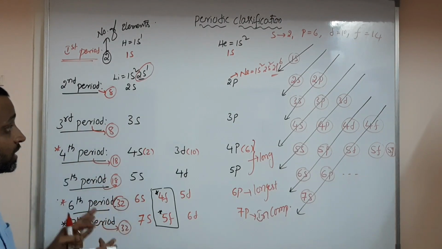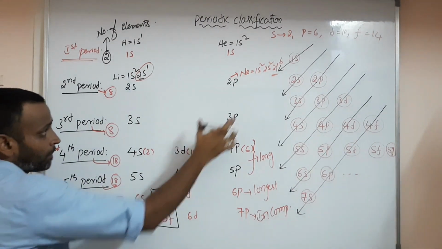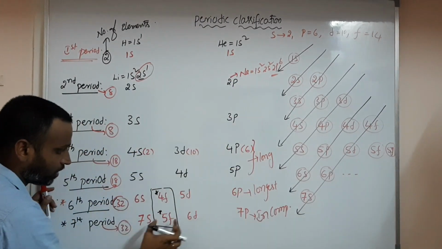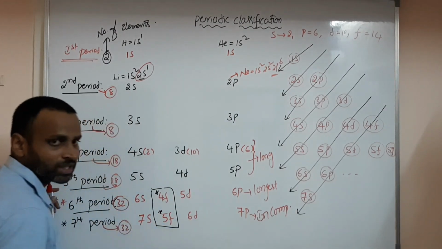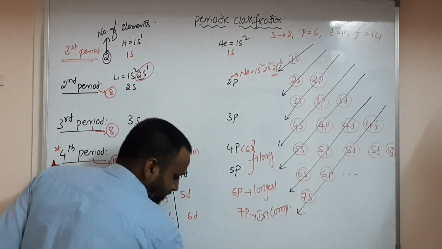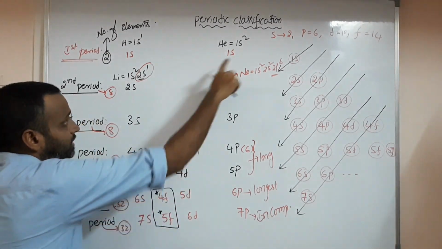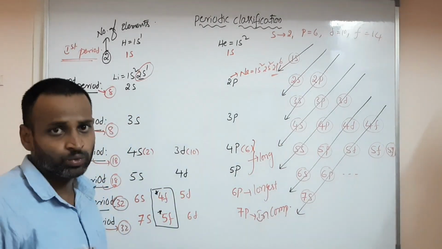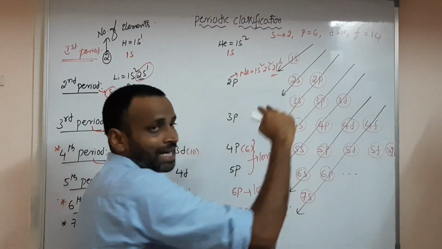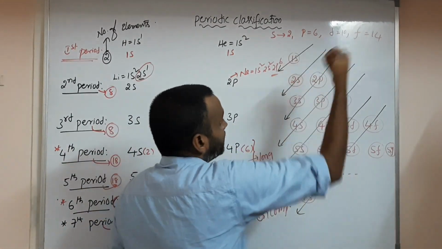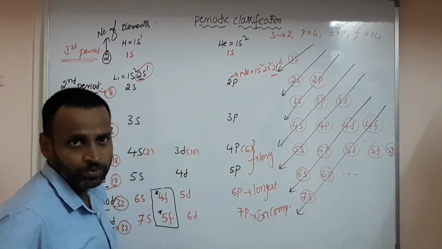Based on this, the periodic table can be classified as S block, P block, D block and F block. The 4f and 5f you will have at the bottom as two series, the 4f series and 5f series. So how many groups will the S block have? 2 groups, because S can have 2 electrons, so S can have 2 elements. P can have 6, D can have 10. Like that, you have 18 groups.